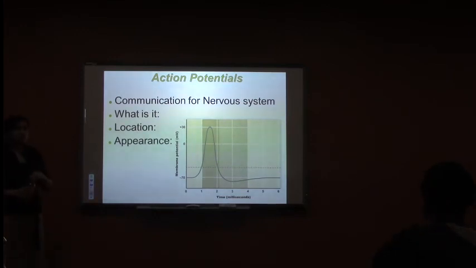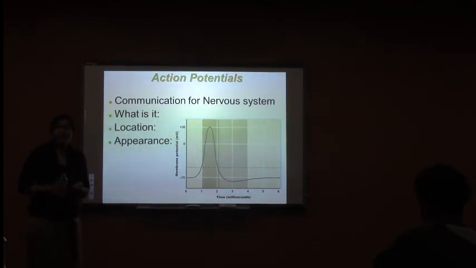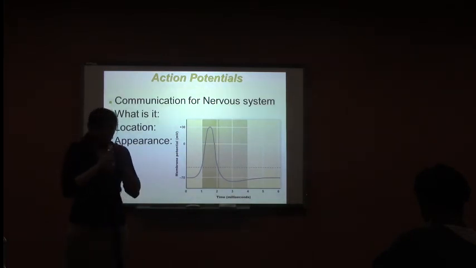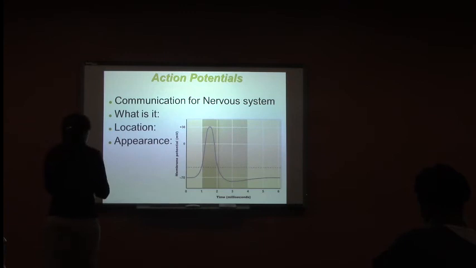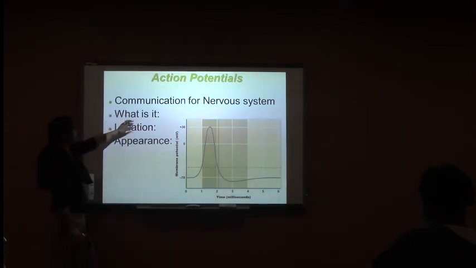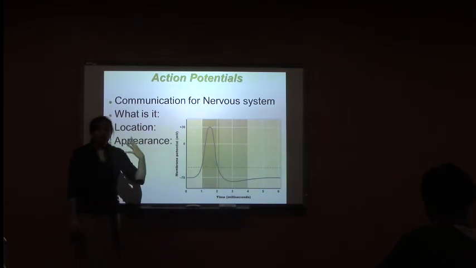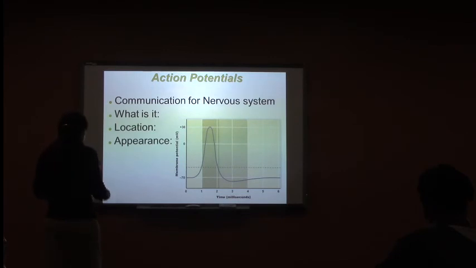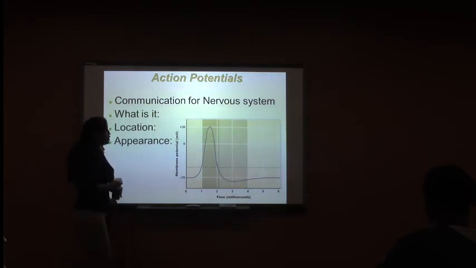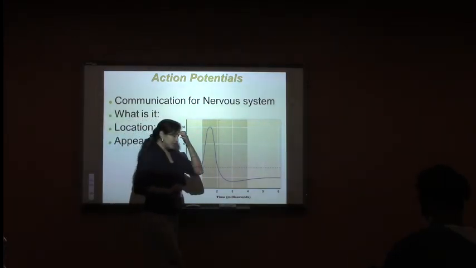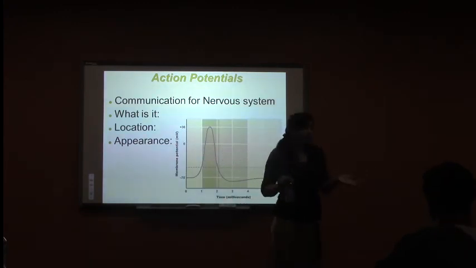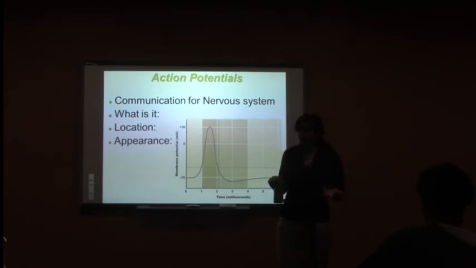Now we're going to talk about action potential. As I said, that was the electrical impulse which was generated, right? About a communication for the nervous system. Because this is the electrical impulse that occurs on the axon. So what is it? Now, before I explain what it is, you have to understand that the axon is part of a cell, right? It's a neuron.